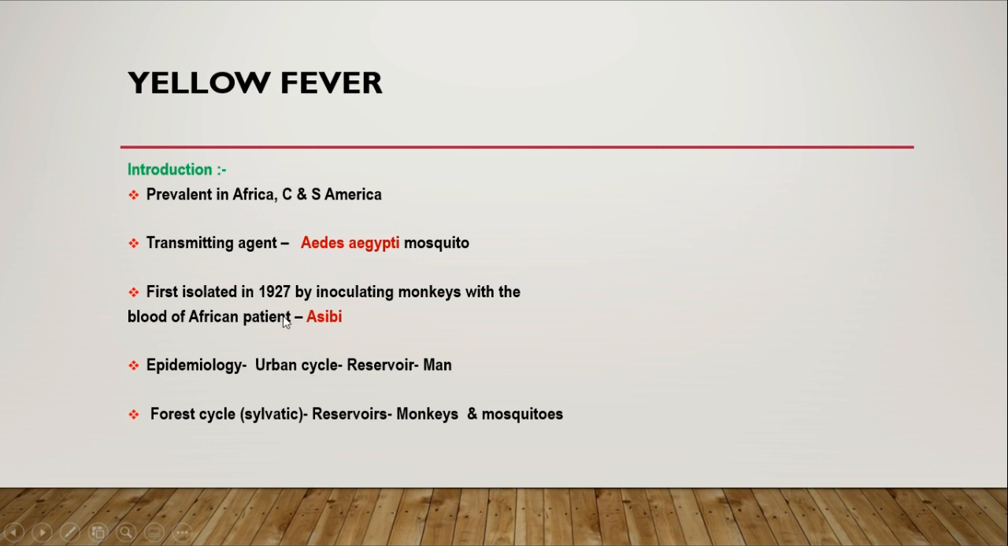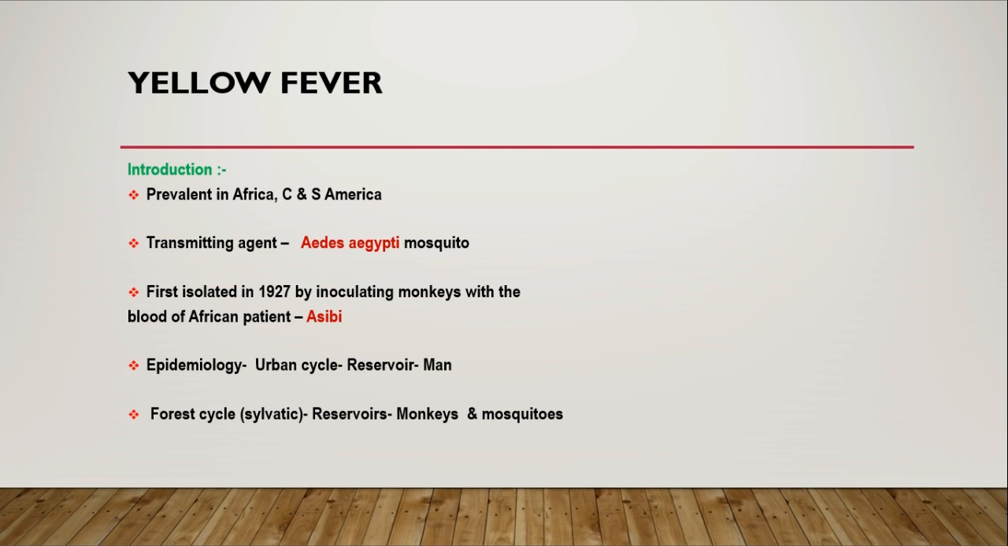And a little bit about the history of yellow fever. It was first isolated in 1927 by inoculating monkeys with the blood of an African patient. He was the first known reported case of yellow fever, and from his body we successfully transferred this virus to monkey kidney cells and monkey blood, and we successfully isolated the virus from them.